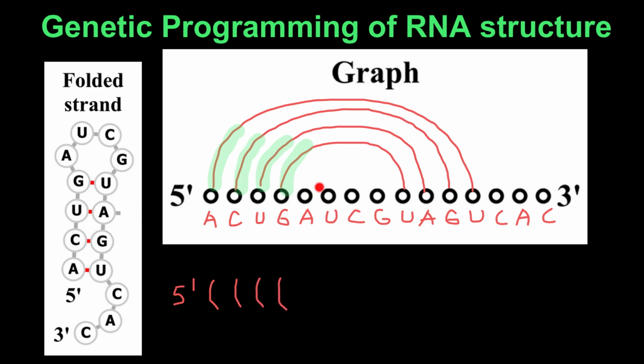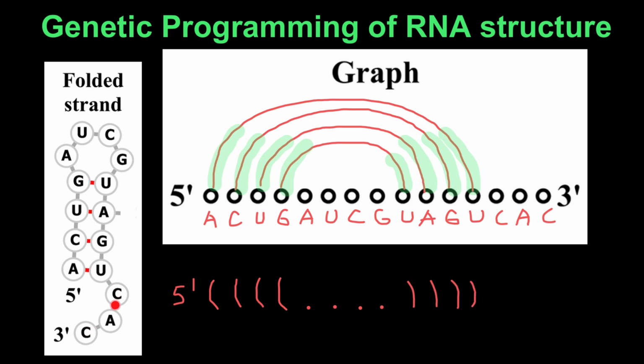Next, nucleotides A, U, C, and G. As you can see, A, U, C, and G here doesn't have any other nucleotides to base pair with them. So we represent them as dots. So 1, 2, 3, and 4. 4 dots. Then we have 1, 2, 3, and 4 closing parentheses. Let's add them here as well. 1, 2, 3, and 4.